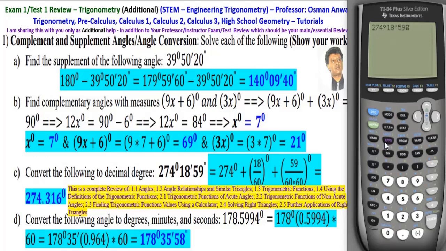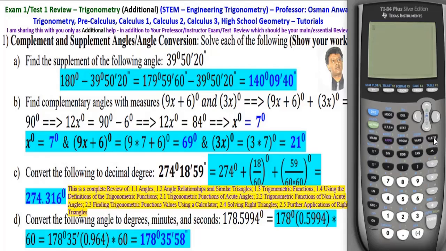So if you come here second angle, you will not find here second. But now if you look carefully, you will find the second, it is alpha plus. Okay. And simply hit enter, and here is 274.316. Okay.